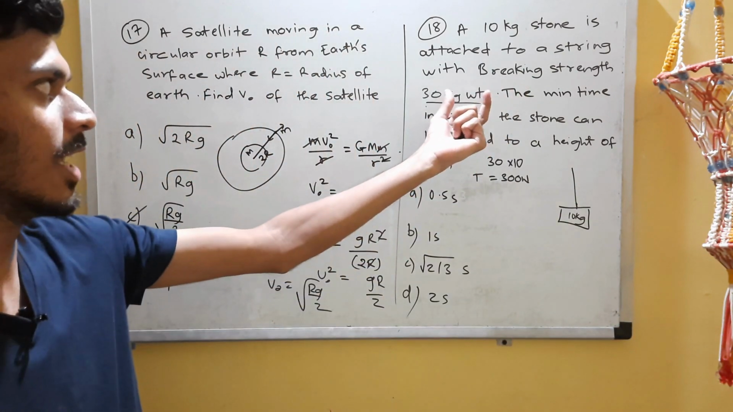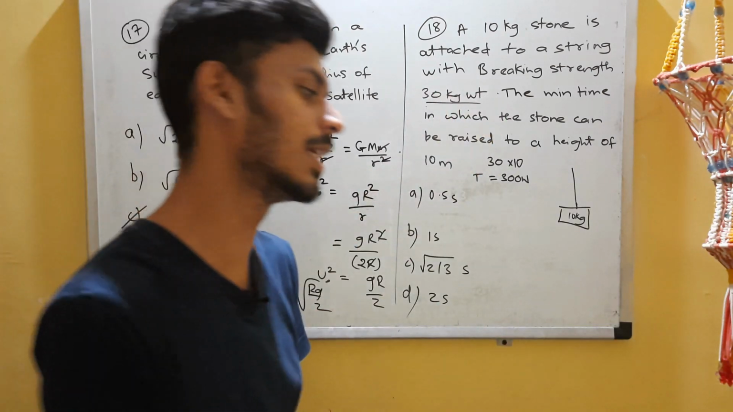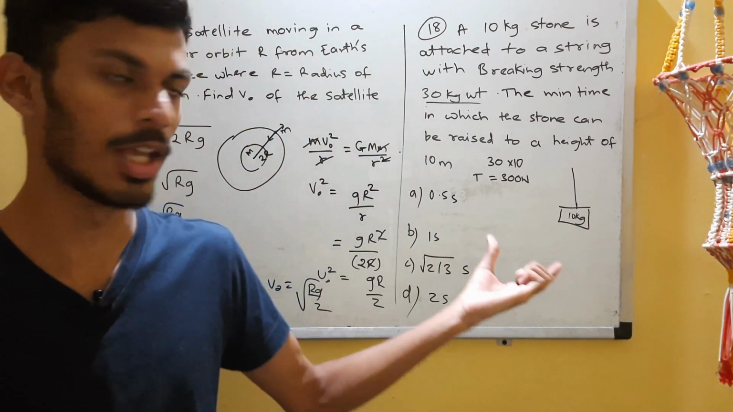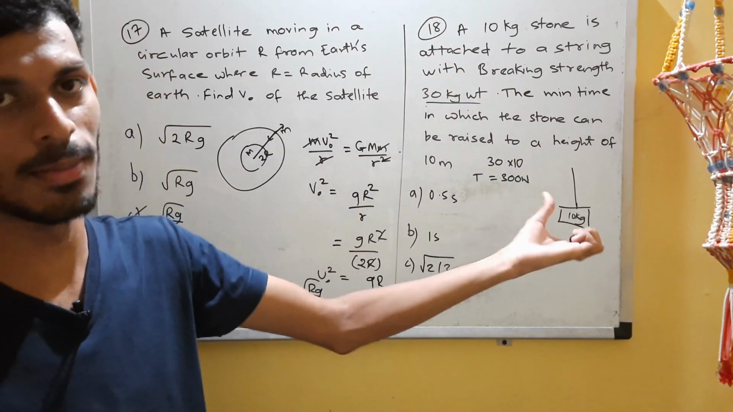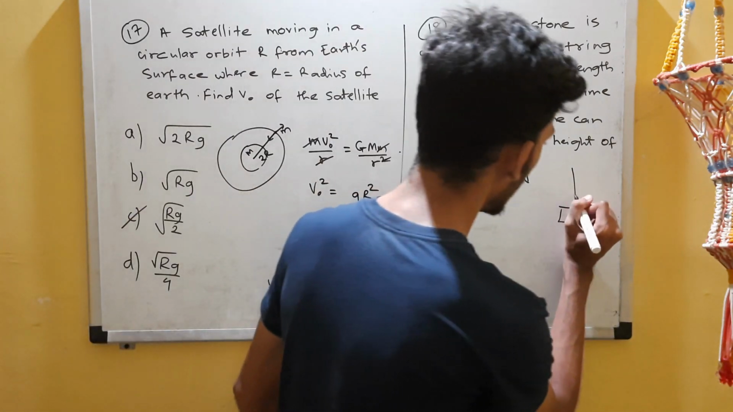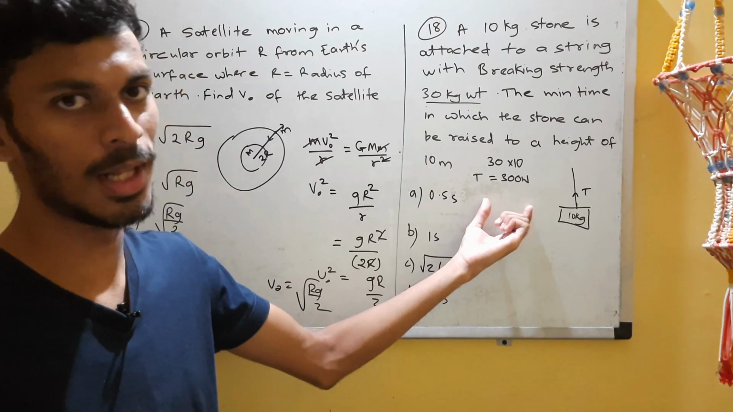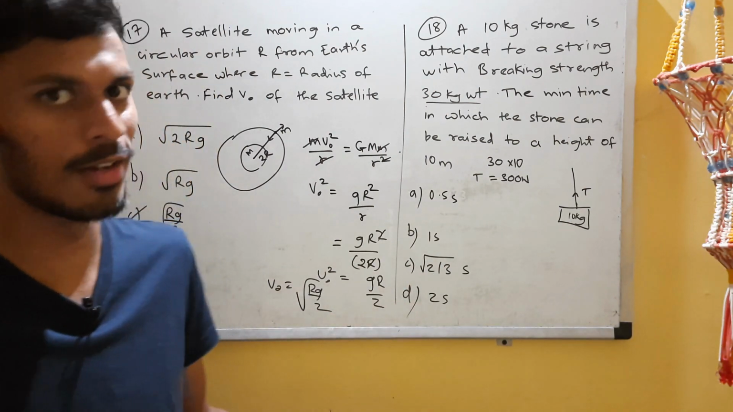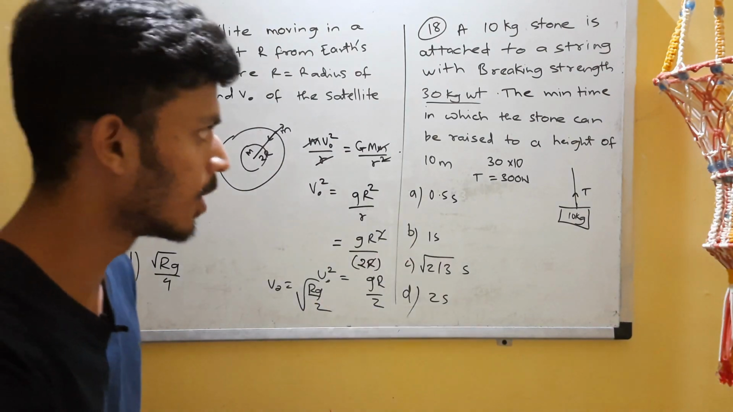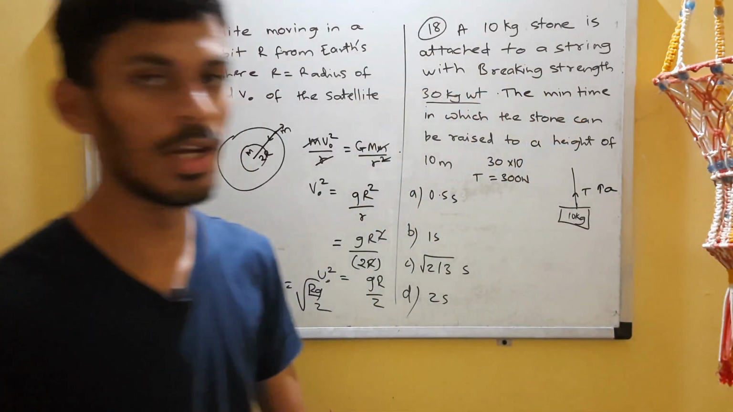So basically whenever you have kg weight, if you multiply this number by 10 or 9.8 precisely, you will get the force. So this is the breaking tension that you can apply. That is the maximum tension that you can apply. If you apply more tension than that, your string will break. You are supposed to accelerate the stone. You want to raise the stone to a height of 10 meters. You are supposed to do it in such a way that the rope does not break.